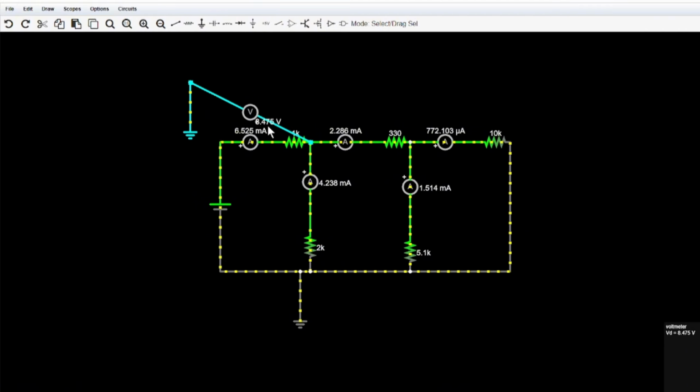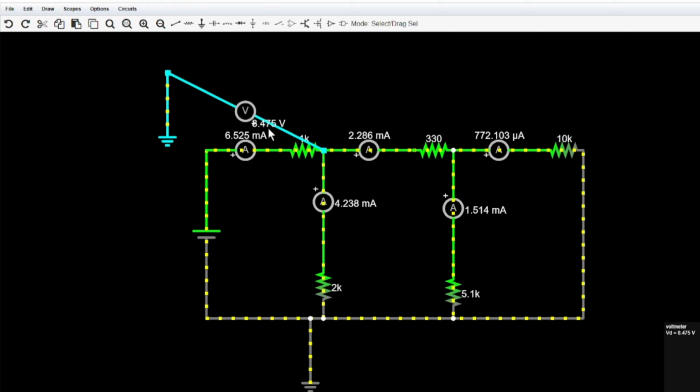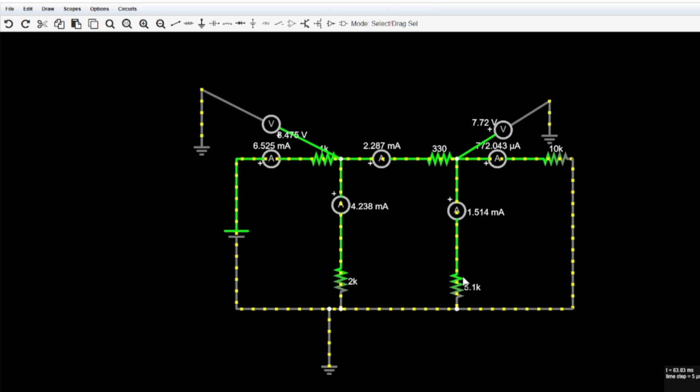As you can see, it is 8.47, which we had at 8.48. We have to do the same thing for what? For this side. Again, we are going to use the ground to connect it, because we are not going to have that much space. It's not very beautiful, but it is going to do the job. So we do have a 7.72, and this is what we are looking for.